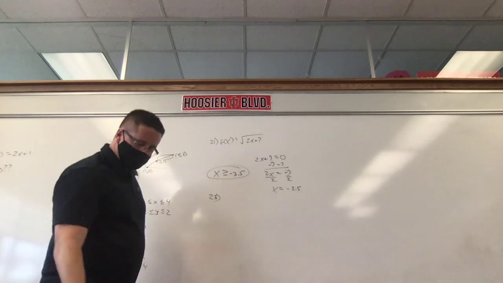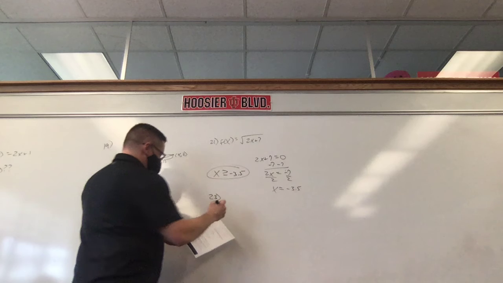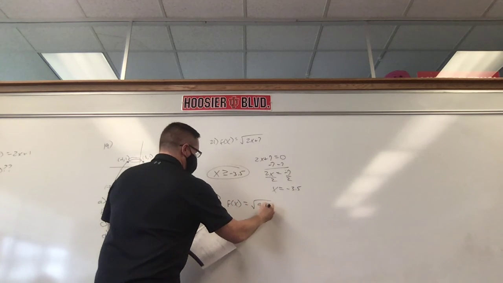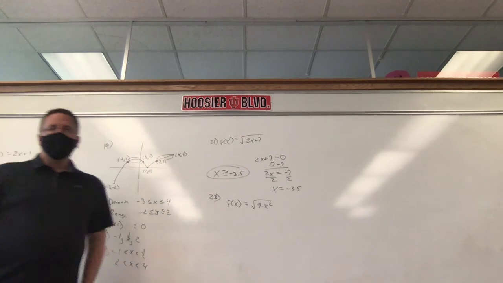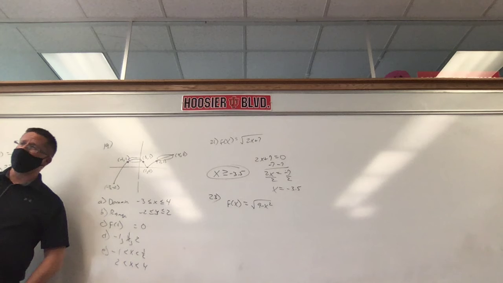Okay, 2 more to go. f of x equals radical 9 minus x squared. Okay, I'm just going to throw some numbers out there, and then we're going to actually work through this. Give me some number I can't plug in.